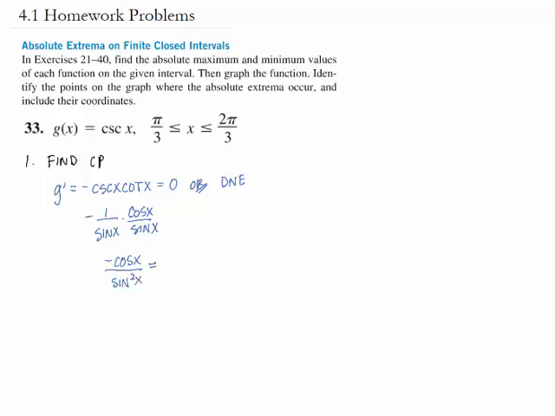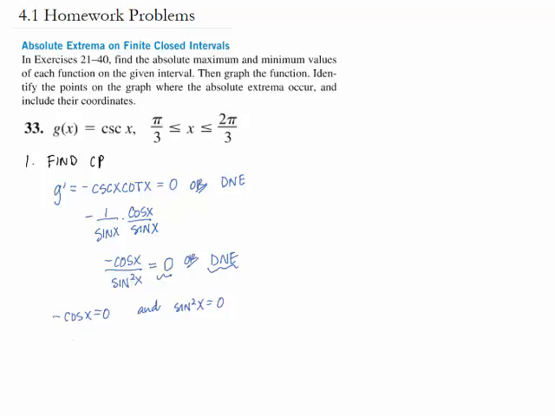And I care where that function is 0 or where it does not exist on the interval pi over 3 to 2 pi over 3. So let's break this up into two pieces. Where does the top equal 0? Where does negative cosine x equal 0? And where does sine squared x equal 0? Because when the denominator is 0 it won't exist, and when the numerator is 0 we'll get 0. So now we answer those two questions by solving these equations.